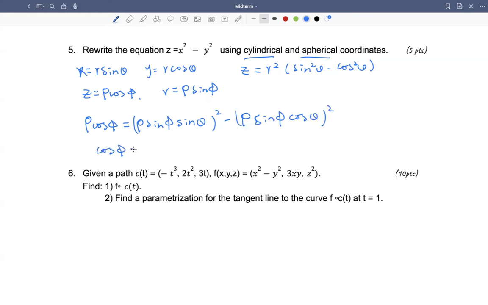And cosine phi equals rho times sine squared phi, because we can factor out sine squared phi. Then we'll have sine squared minus cosine squared. If you want, you can use double angles. Otherwise, you can keep it like this, cosine squared. Okay, that's it. Six.